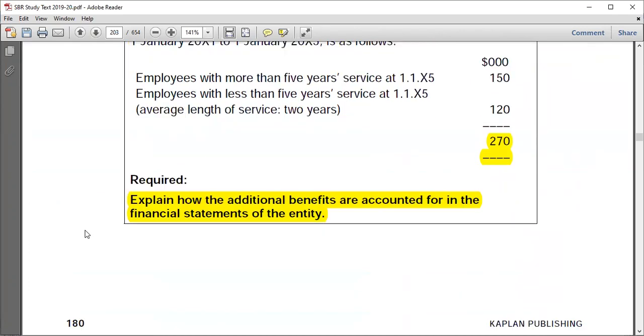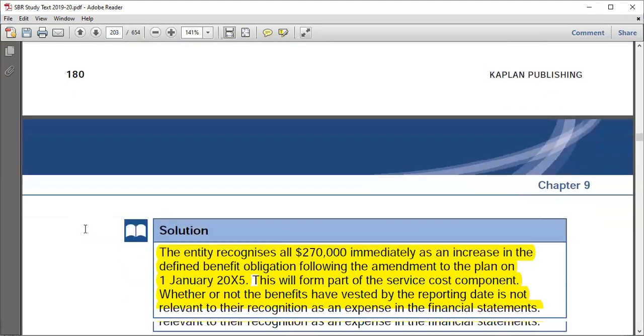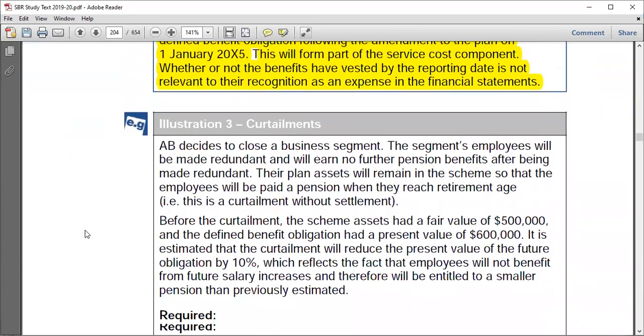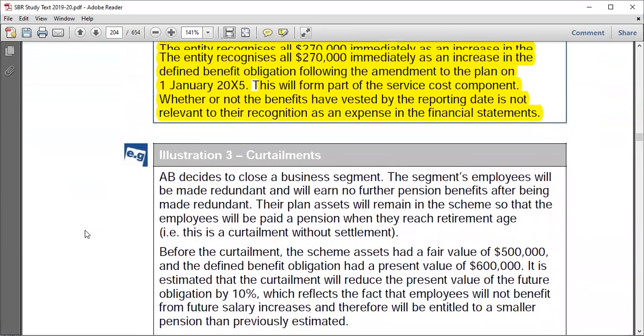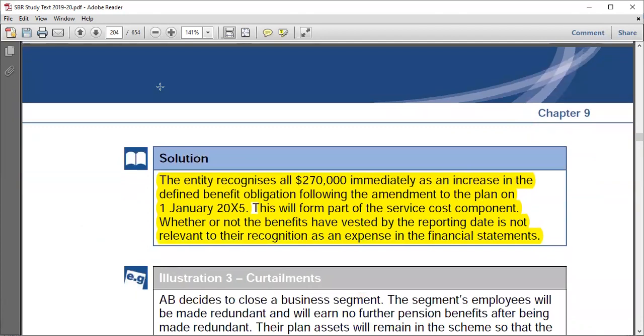Yes. So that's all about this, and maybe you could have some other examples because we said that it comes from the plan amendment or plan curtailment. Now, what of that plan curtailment?